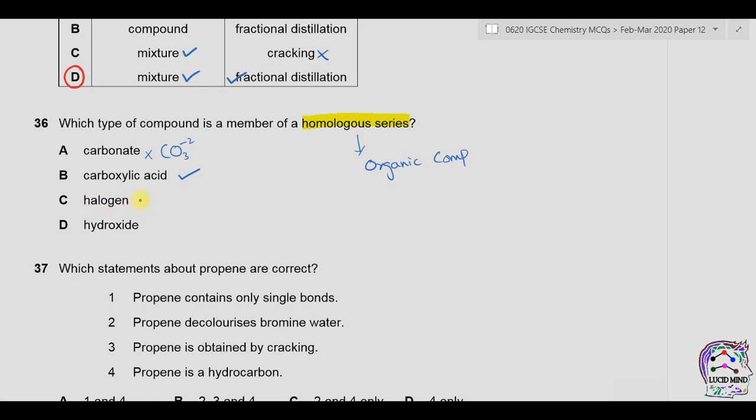C is halogen. Again, halogens are not organic compounds. D is hydroxide. Hydroxide is also inorganic in nature. So the correct option is B.